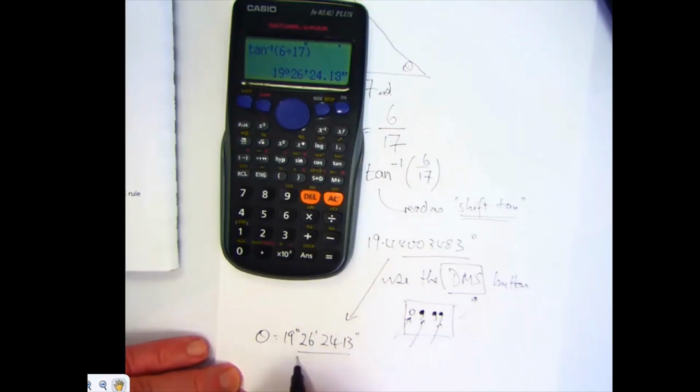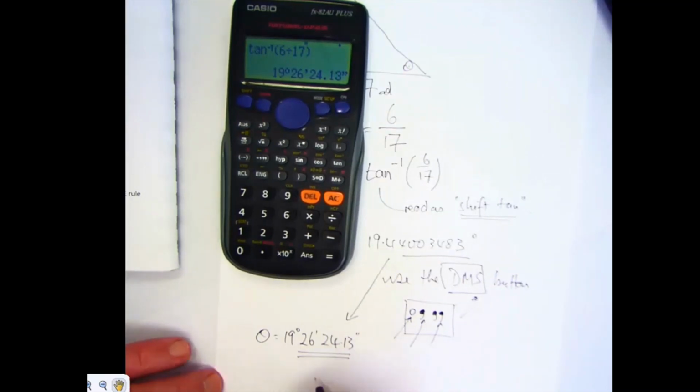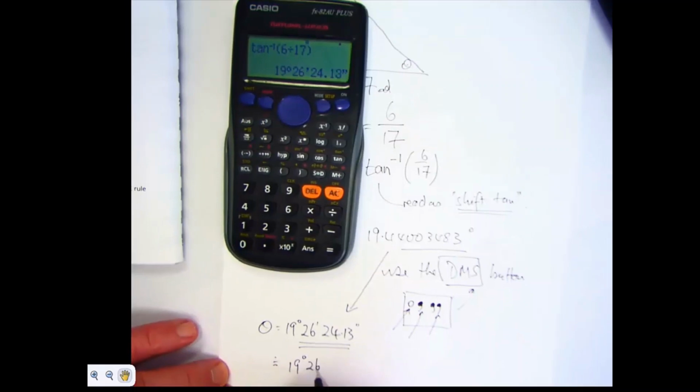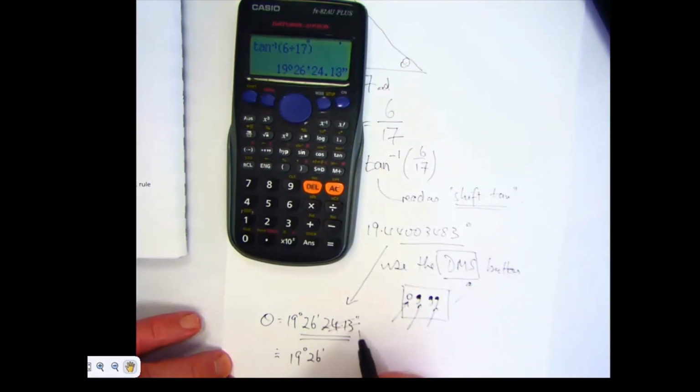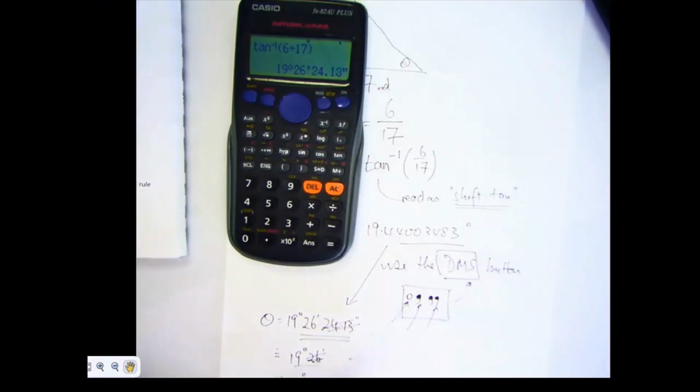So super accurate. Most lecturers and examiners are quite happy if you take it to the nearest degree or to the nearest minute. So we would be quite happy with something like 19 degrees 26 minutes, because the 24 seconds is relevant. Or you can say it's approximately equal to 19 degrees, because this is less than 30. Okay, so that would be quite helpful.